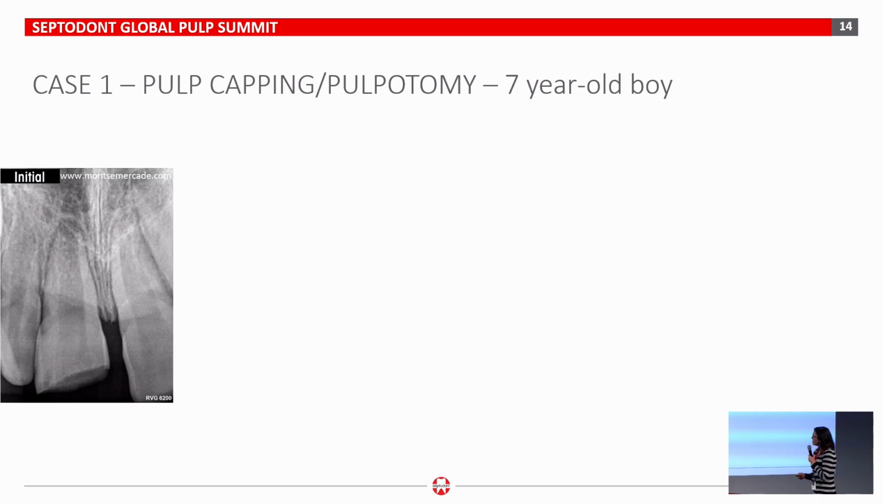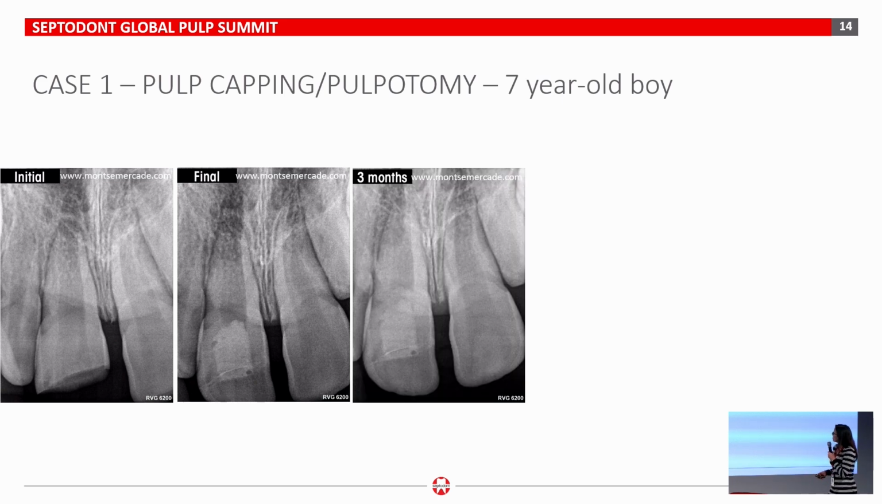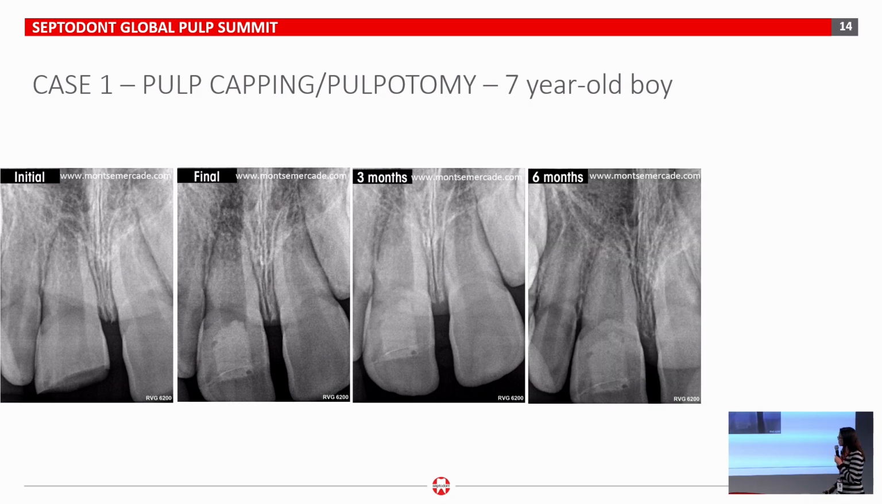And this is the initial X-ray, the final X-ray with the pulpotomy done. 3 months recall, where you can see the formation of the dentinal bridge, and 6 months where you can see the dentinal bridge and the continued root growth.